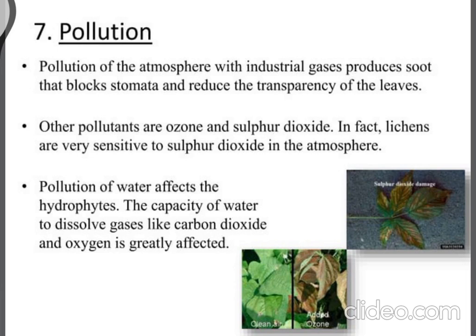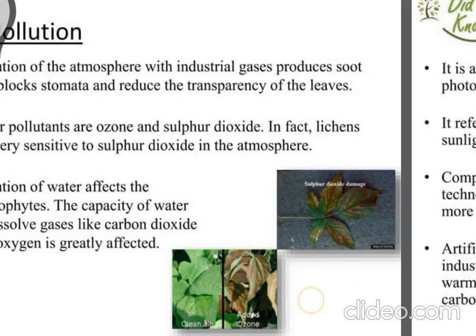Pollution of water affects the hydrophytes. The capacity of water to dissolve gases like carbon dioxide and oxygen is greatly affected. So carbon dioxide and oxygen availability is greatly affected for the photosynthesis process.